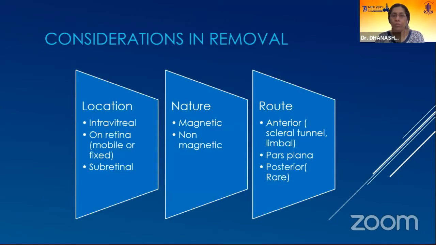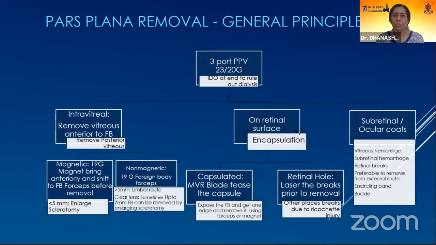Considerations in the removal of a foreign body: you need to be very certain about the location of the foreign body, whether it is intravitreal, on the retina, or subretinal, whether it is magnetic or non-magnetic, and which route of removal you can take. This chart will explain a little bit how we can remove the foreign body. In all situations, you must do an indirect ophthalmoscopy at the end to look for any peripheral breaks or dialysis.